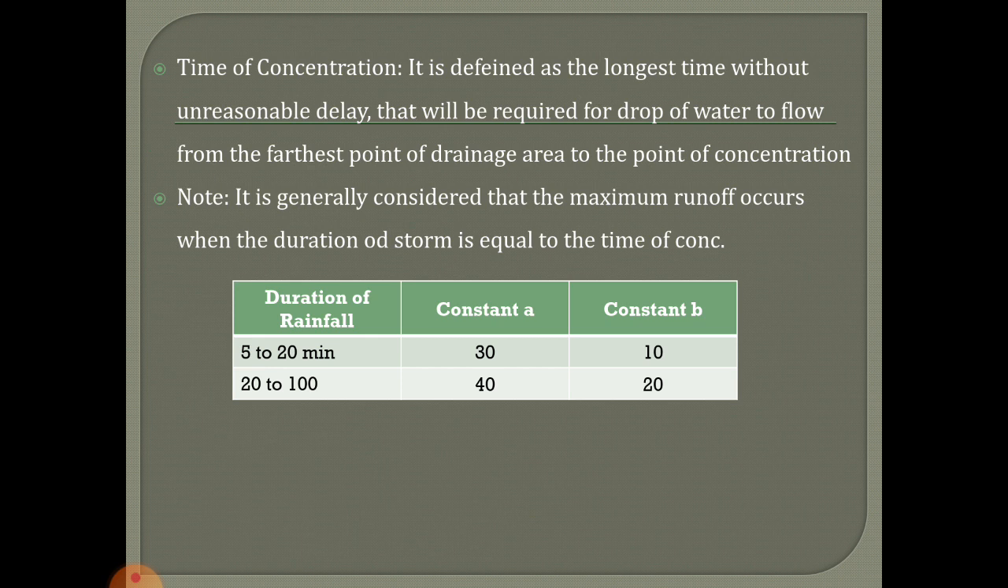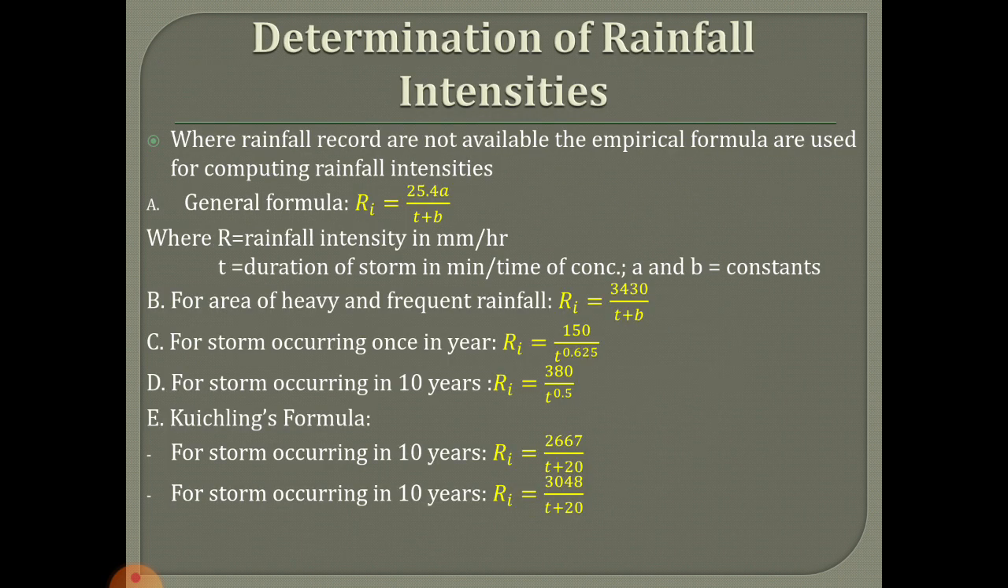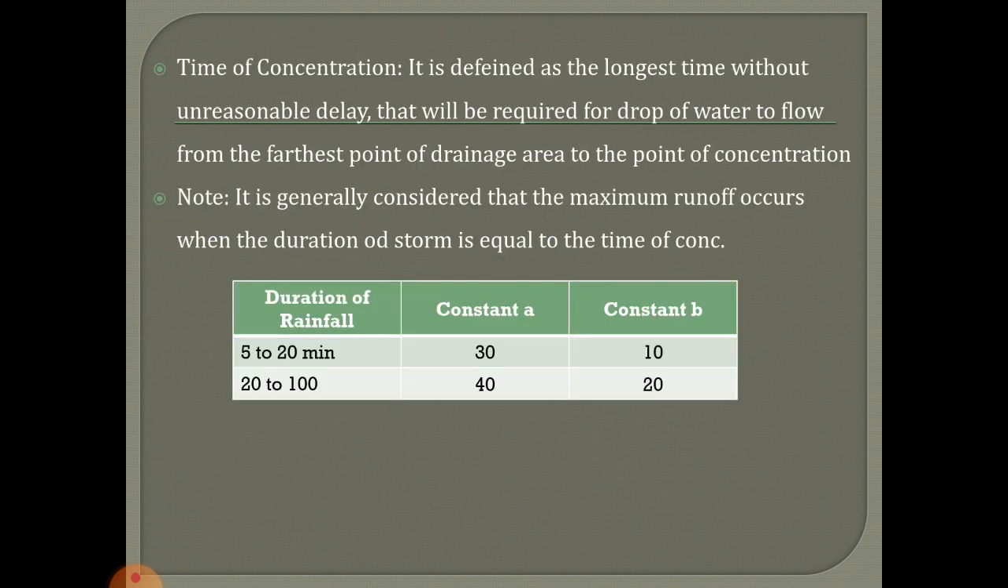Now the question arises: in the previous slide we used the term time of concentration. What is meant by time of concentration? It is defined as the longest time, without unreasonable delay, that will be required for a drop of water to flow from the farthest point of the drainage area to the point of concentration. So this is what the time of concentration is. Note that it is generally considered that maximum runoff occurs when the duration of the storm is equal to the time of concentration.